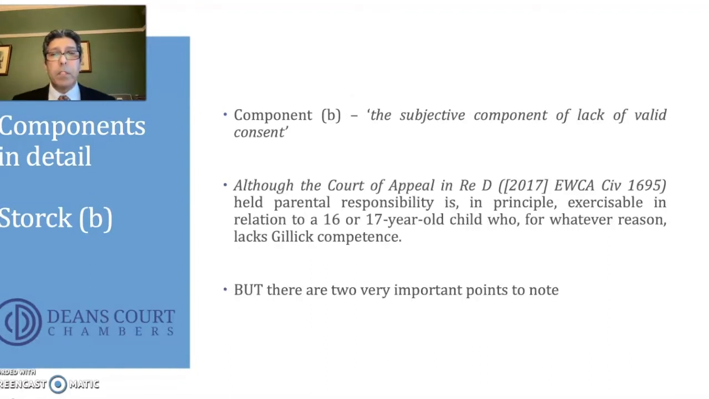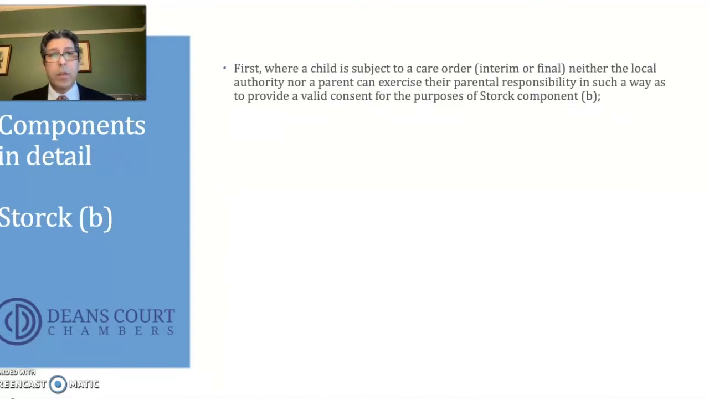Component B, the subjective component of lack of valid consent. Although the Court of Appeal in Re D held parental responsibility is, in principle, exercisable in relation to a 16 or 17-year-old child, for whatever reason who lacks Gillick competence, the practitioner needs to bear in mind 2 points. The first point is where a child is subject to a care order, neither the local authority nor a parent can exercise their parental responsibility in such a way as to provide a valid consent for the purposes of Component B.